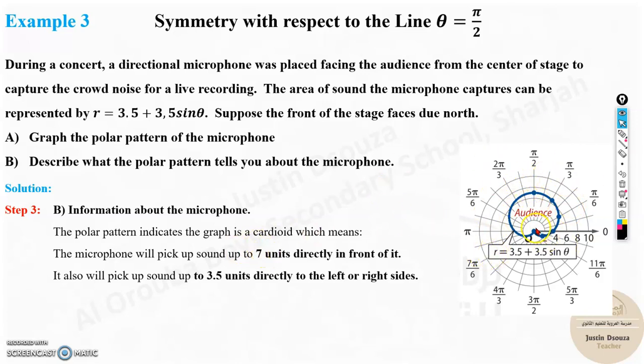Which means over here is the microphone. Up until 7 units directly in front, vertical distance, it can record the sound. But on the right and the left side, it's only 3.5, 3.5. See, it's only 3.5 over here and 3.5. Whereas in the vertical, it is up to 7. That is what it says. So 7 units directly up front, it can record, and it can also record 3.5 units to the left side or to the right side. That is the capacity of this microphone. That is what it tells us about the microphone.